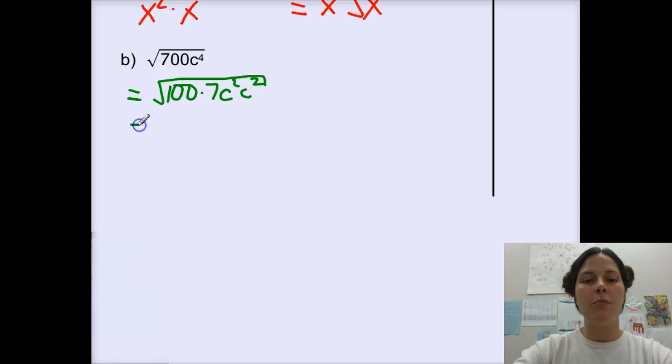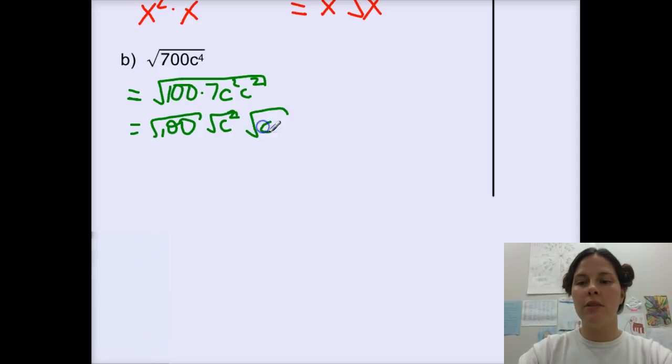I'm going to put all of my perfect squares first. So we've got the square root of 100, the square root of c squared, another square root of c squared, and then the one that's left over is our 7.